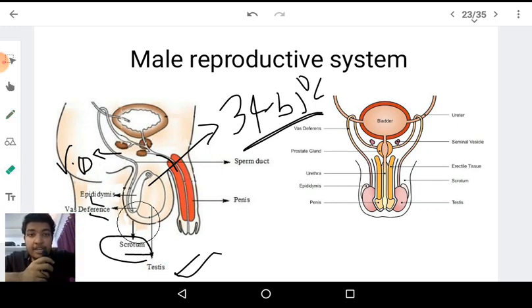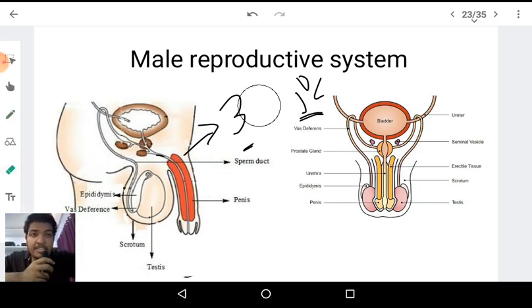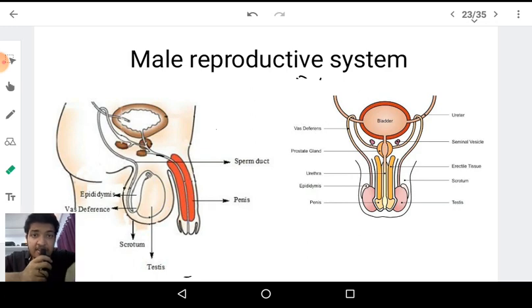Now, what are the different glands which are included and what is their function? The glands which are included in the male reproductive system include the prostate gland. Here you can see the prostate gland. You can also see the bulbourethral gland, that is these two glands, and also there is a pair of seminal vesicle. You can see a single prostate gland. This is known as the prostate gland.